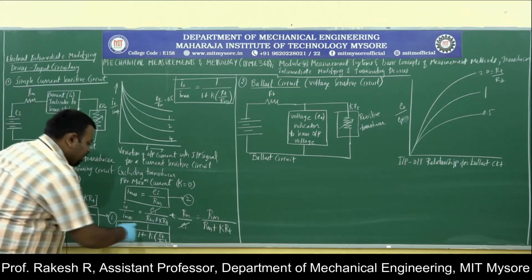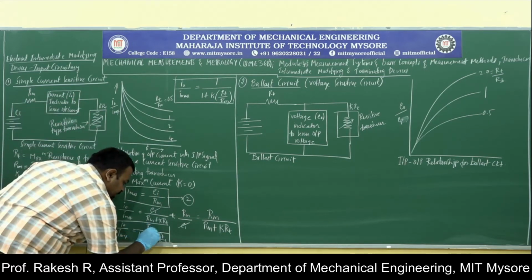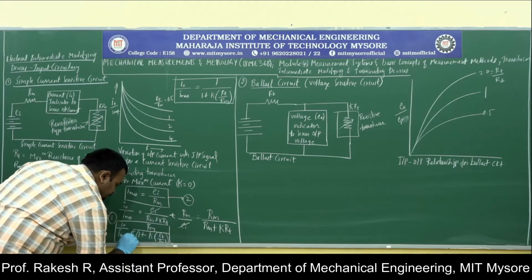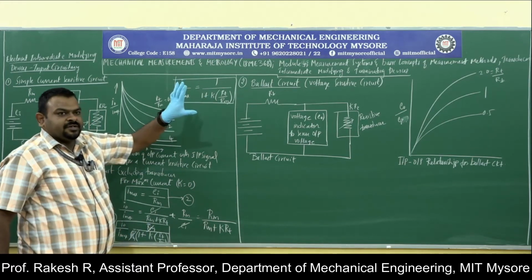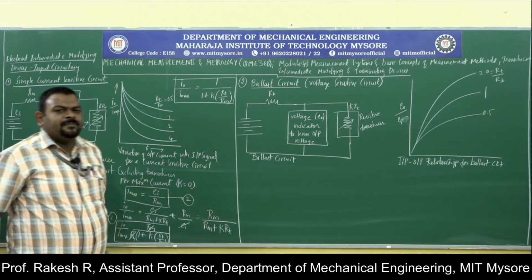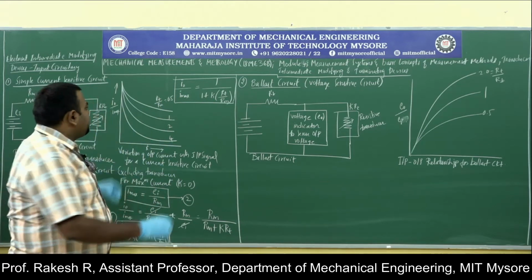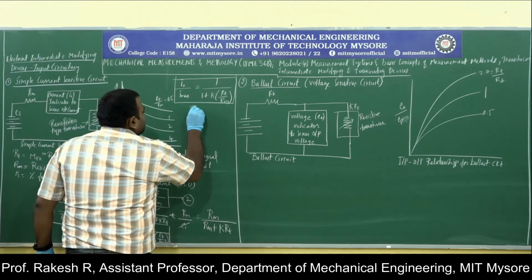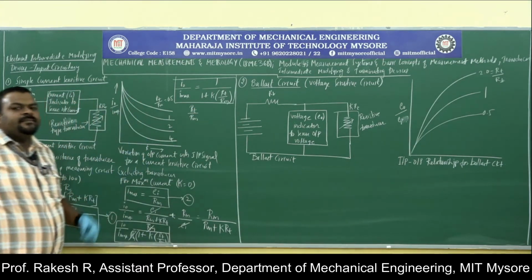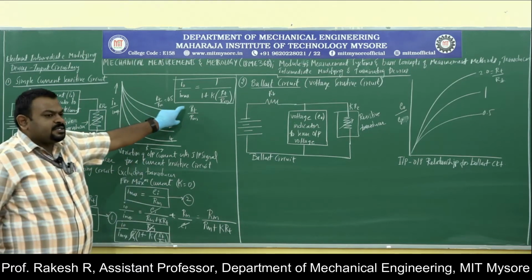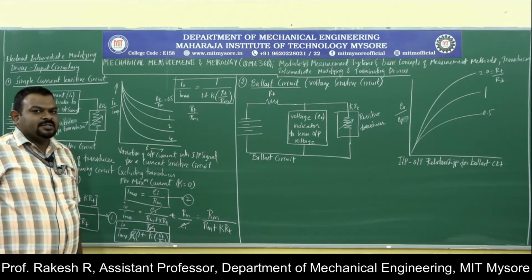So here what I have done is I have taken RM as common. I will show this step here. These two will get cancelled and this is the final expression. You have to observe the term RT by RM. This RT by RM is the input resistance.